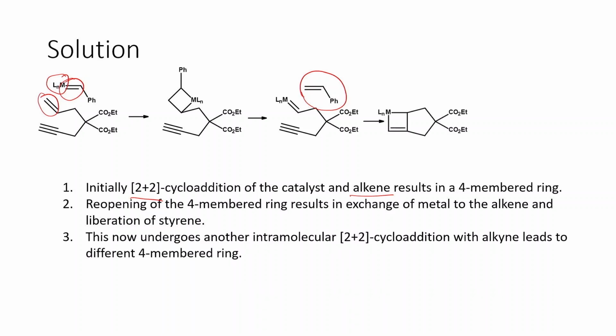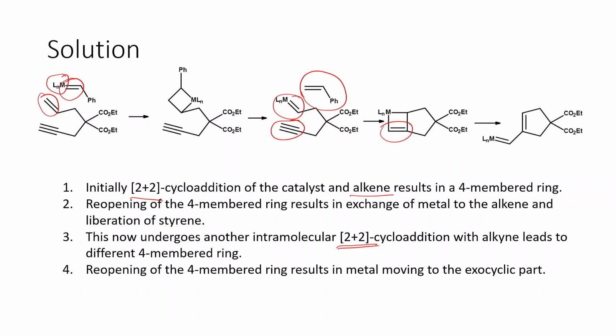The next step is again an intramolecular reaction between the alkene and an alkyne. Here again there is a 2+2 cycloaddition reaction happening. That leads to the formation of the cyclobutene ring, as shown here. And this ring opens again, because it is a quite unstable ring. So this opens up, and the shift of the metal from the alkene unit to this alkyne unit has happened in this particular case.